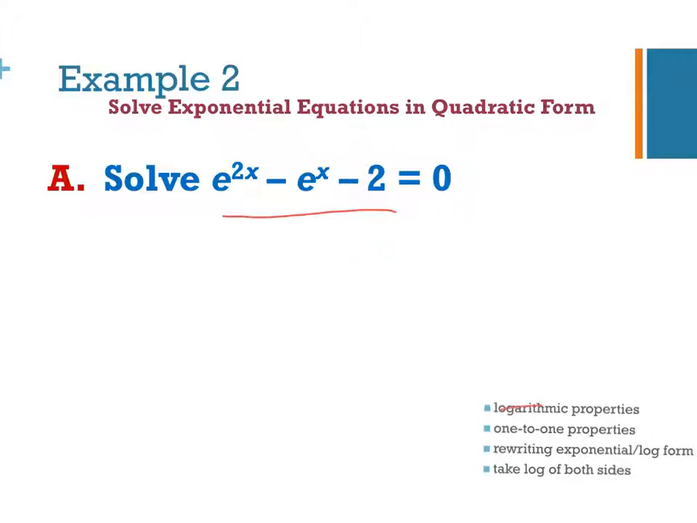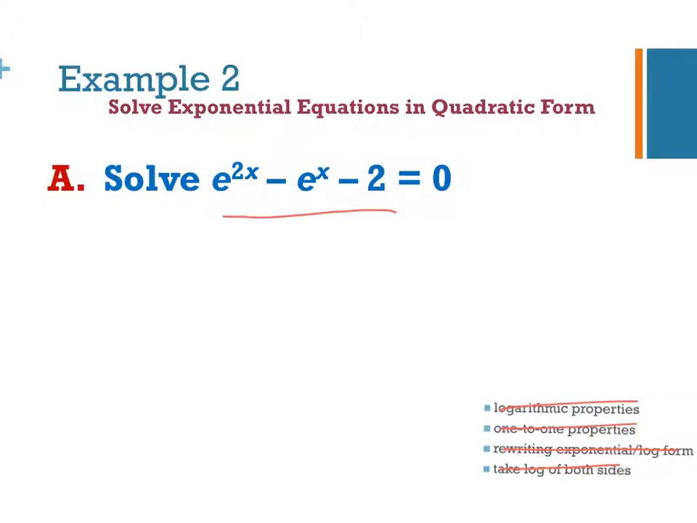We can't use logarithmic properties here. We can't use one-to-one. If we try to rewrite, it's going to be very difficult for us to even rewrite. And taking the natural log of both sides just messes things up because you have multiple terms. So our last resort is using factoring techniques to solve. Now, it's hard for us to see it is factorable unless we do something unique.